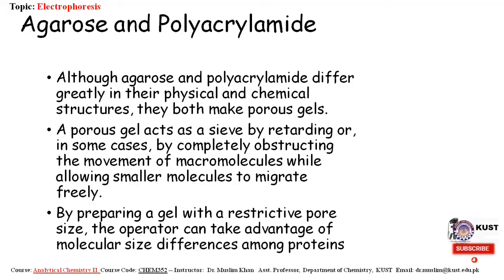Agarose and polyacrylamide, although they differ greatly in their physical and chemical structure, both make porous gels, and you know why gel is used in electrophoresis. A porous gel acts as a sieve by retarding, or in some cases completely obstructing, the movement of macromolecules, while allowing smaller molecules to migrate freely. By preparing a gel with restrictive pore size, the operator can take advantage of molecular size differences among proteins.